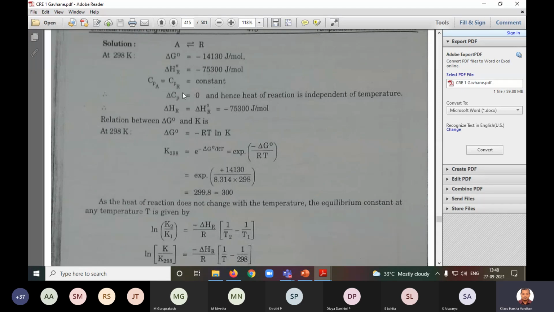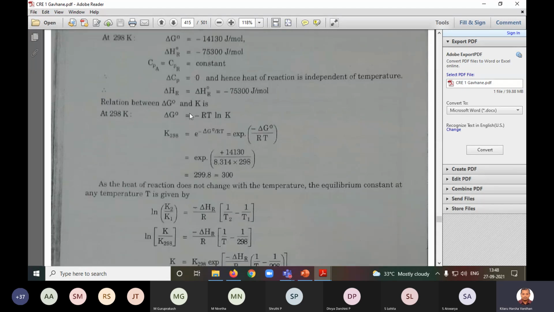He gave CPA and CPR as constant. Therefore, delta Cp will be 0 because both are the same. Delta HR is at 25 degrees centigrade standard. That is what he is giving you. We know that delta G is minus RT ln K, so we need to find out K. ln K is minus delta G by RT. If you take this side, it becomes e power minus. So substitute that and then calculate. K at 298 is 300.